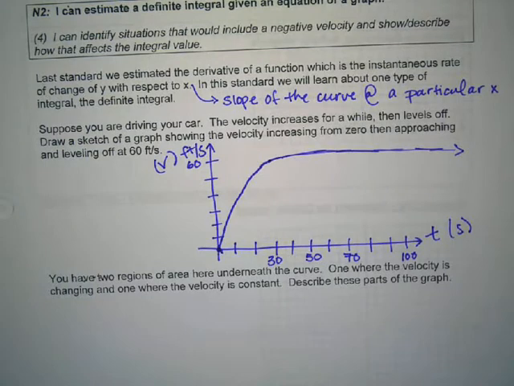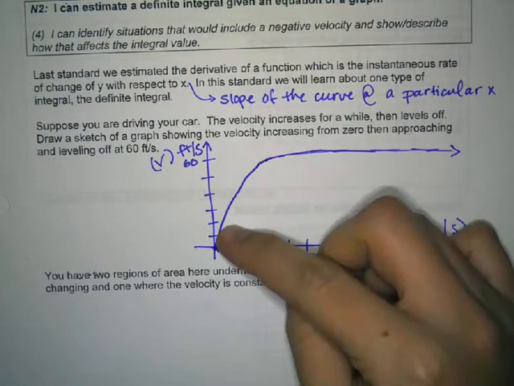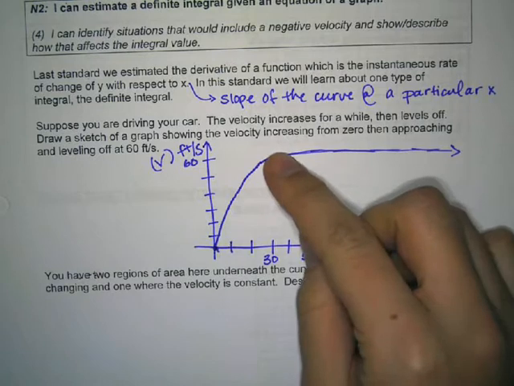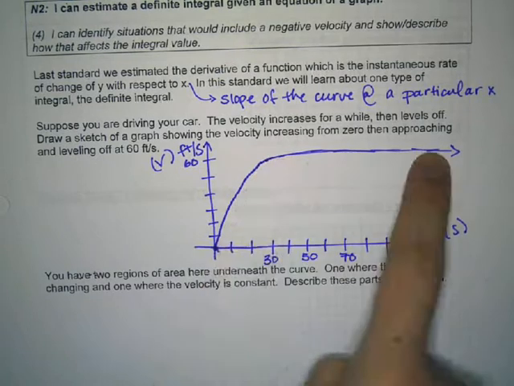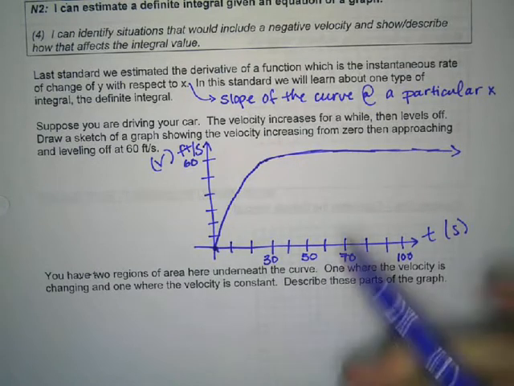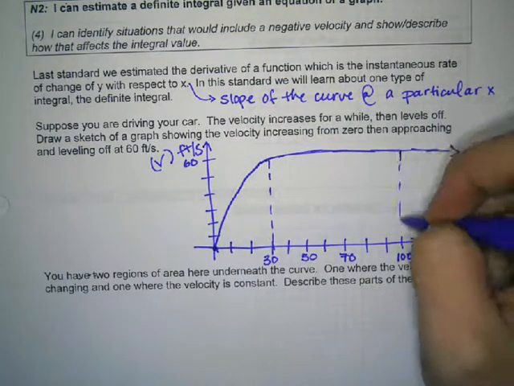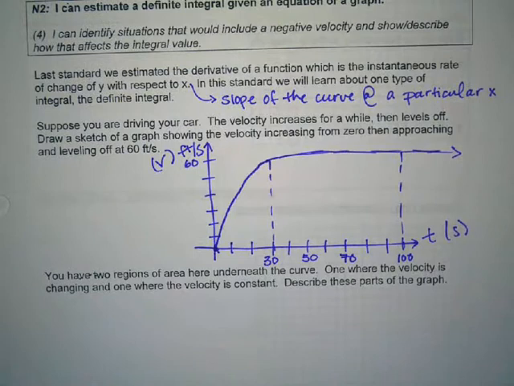Okay. You have two regions of area here underneath the curve. One where the velocity is changing and one where the velocity is constant. What section has velocity that's changing? About this section right here, because the velocity is increasing that whole time. And then at about 30, it looks like my velocity is constant. Okay, so I have two regions of area. We're going to go ahead and split that up using a dashed line. And we're going to stop at 100 here.